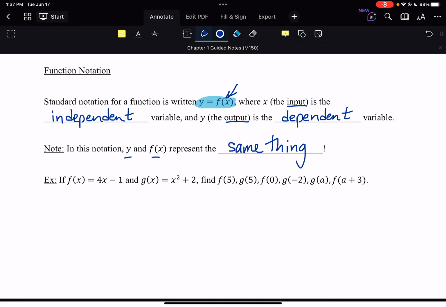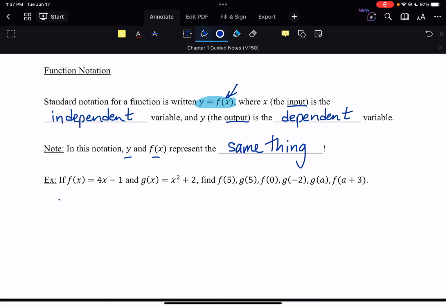So let's try an example. We are given two functions, f of x and g of x. And we have a few values to find. We want to find f of 5, g of 5, f of 0, g of negative 2, g of a, and f of a plus 3.